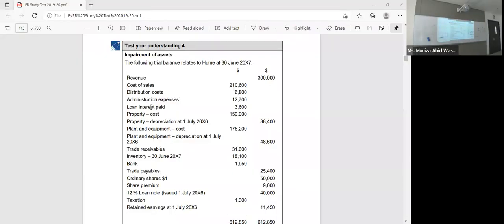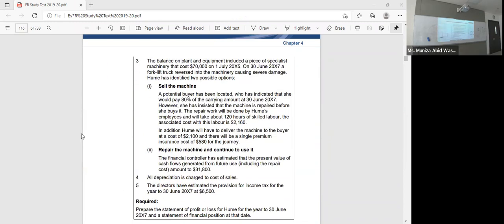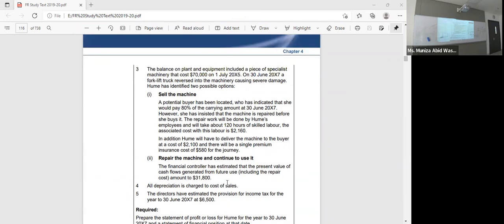These types of questions can now come in the last portion. In the case of the last portion, comprehensive response questions are going to come, constructed response questions are going to come. Look here, the trial balance is being given and you are required to prepare the statement of profit or loss for the year to 30th June 2007 and the statement of financial position at that date.